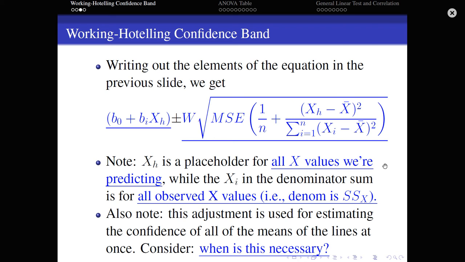Also note that this adjustment is used for estimating the confidence of the means of the lines at once. So this is for all of the particular lines that we could be looking at, and we can estimate the confidence for all of those lines. And if you think about when this is necessary, if we're looking for a wide variety of different predicted values, or if we're looking for a general confidence for each potential point of the mean, we're looking for the confidence of the line, this could be a necessary component that we would take advantage of.